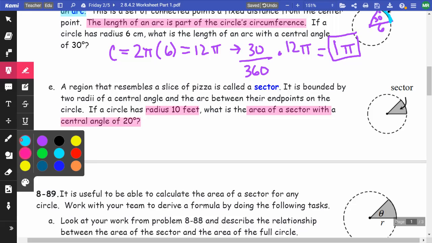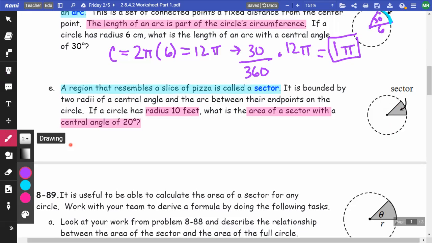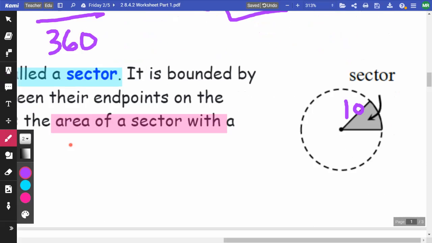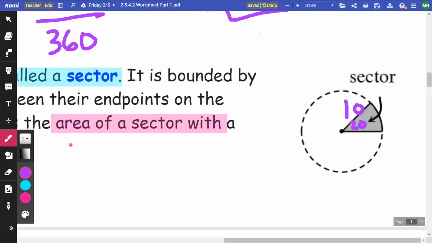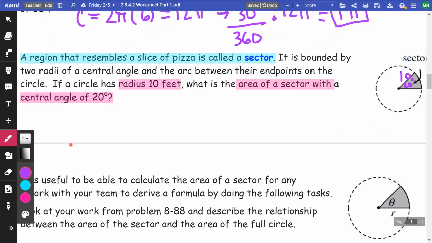Okay, and again, here's a new word we want to understand, sector. Okay, so this is a sector, it's a part of a circle, a slice of a circle. And this one has a radius of 10. Hold on, let me grab a pen. Has a radius of 10, okay? And this angle here for us is a 20. Okay, 20 degrees. Try to squeeze that in there.